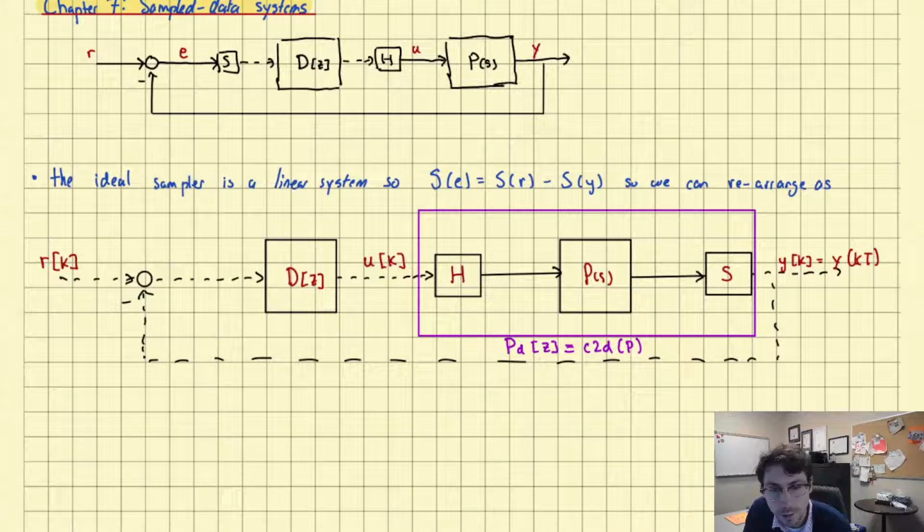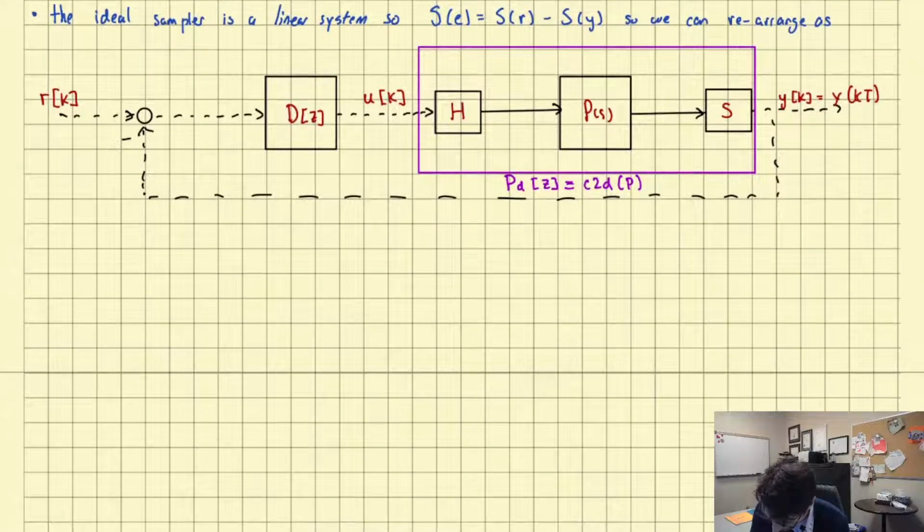And so if we can compute that quantity, that step invariant transform of P, and we will, then that puts us in a position to treat this sampled data loop as a purely discrete time system. We now have a discrete plant, and we can use this discrete plant as the basis of control design for d of z. Okay, and that's what we'll do. So let me make a few comments here, and then I'll come back and say a bit more.